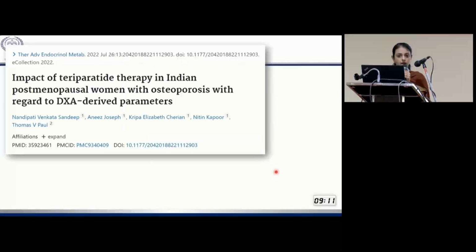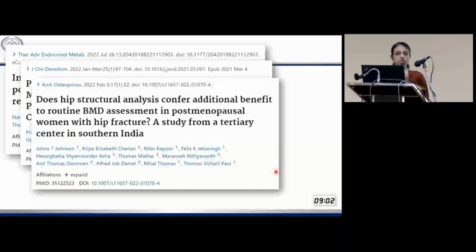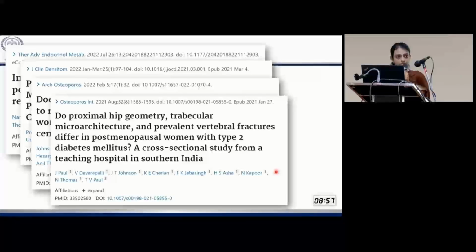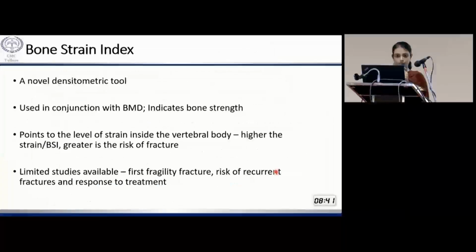So sometimes it might be useful to look at other adjuncts when we want to study bone fragility in its totality. So we have looked at various densitometric indices following teriparatide therapy. We have looked at men with cryptogenic cirrhosis. We have looked at women with hip fracture. We have looked at the cohort of diabetes mellitus, a few cases of osteomalacia, and we have found that these other adjuncts, be it TBS or the hip structural analysis, does show robust changes or differences when compared to healthy controls.